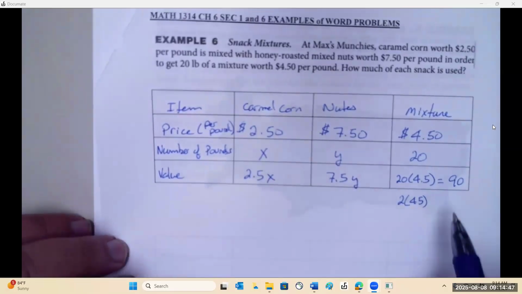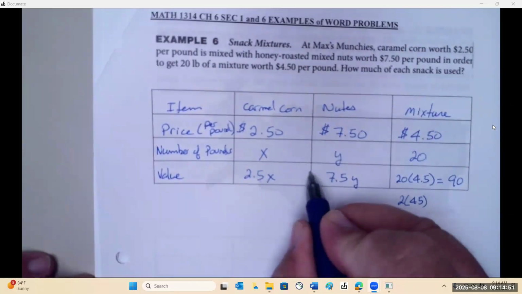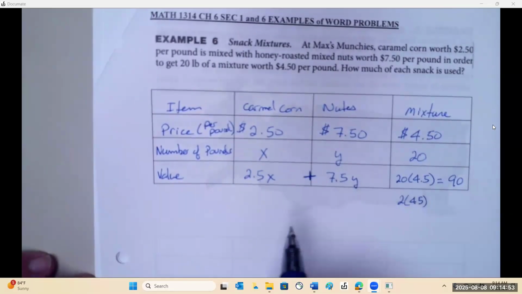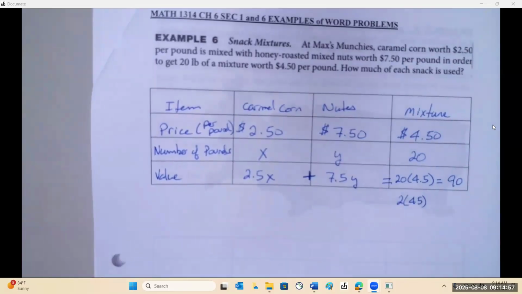So our equation says this. If we take the caramel corn, add it to the mixed nuts, we should equal the amount of mixture. Remember, we're doing systems of equations. Do we have two equations here?